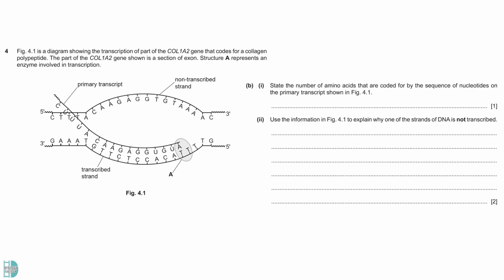B1 wants you to state the number of amino acids that are coded for by the sequence of nucleotides on the primary transcript. Every 3 bases is a codon that codes for an amino acid. The primary transcript has 16 nucleotides so far, so it codes for 5 amino acids at this point.